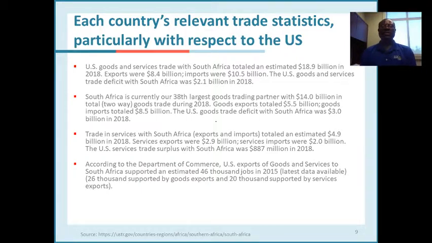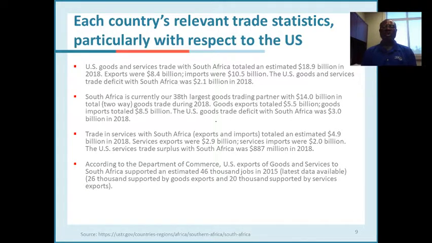U.S. goods and services trade with South Africa totaled an estimated 18.9 billion in 2018. Exports were 8.4 billion. Imports were 10.5 billion. U.S. goods and services trade deficit with South Africa was 2.1 billion in 2018.